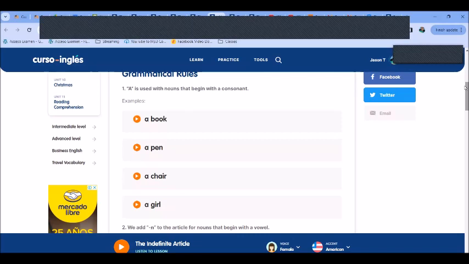A is used with nouns that begin with a consonant. Examples: a book, a pen, a chair, a girl. Good. After Michelle, I believe it's Addie.